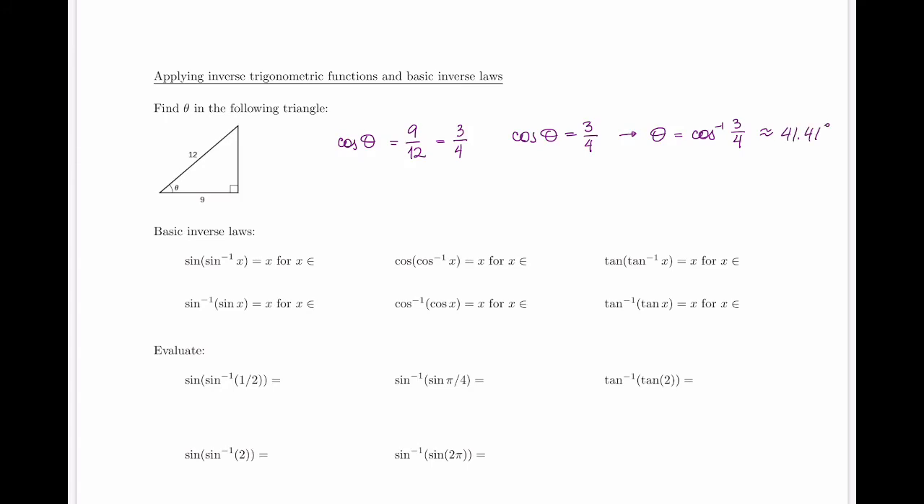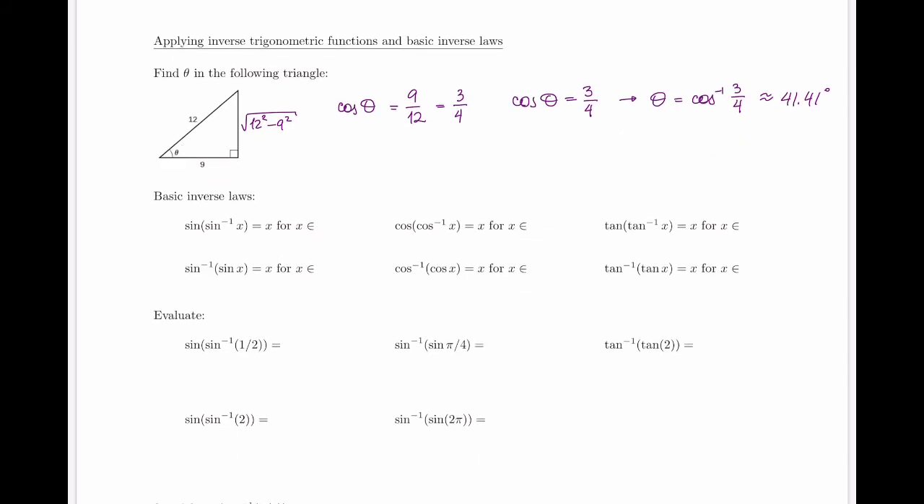Of course, there are other ways to solve this triangle. For example, we have the lengths of these two sides, which will allow us to calculate the length of the third side as the square root of 12 squared minus 9 squared. And then, once we have all three sides available to us, we don't have to use cosine. We can use any other trigonometric function, such as sine, tangent, and whatnot.